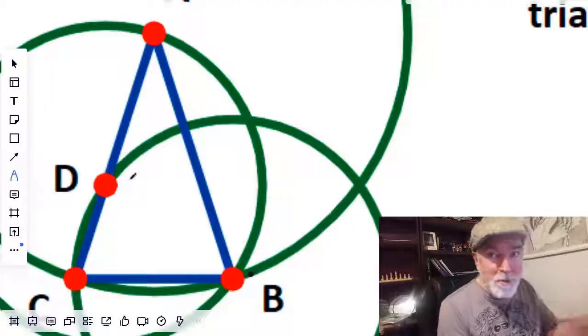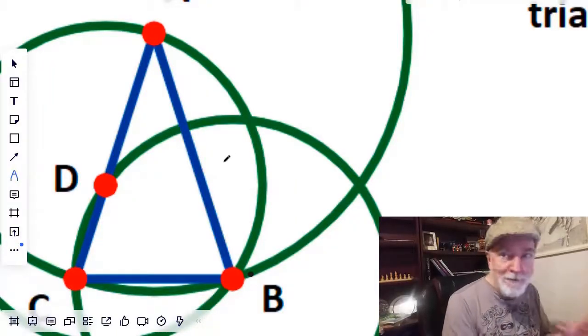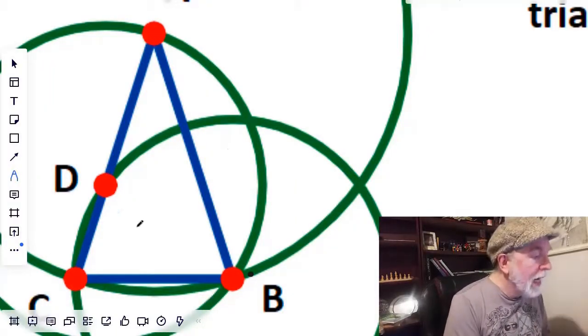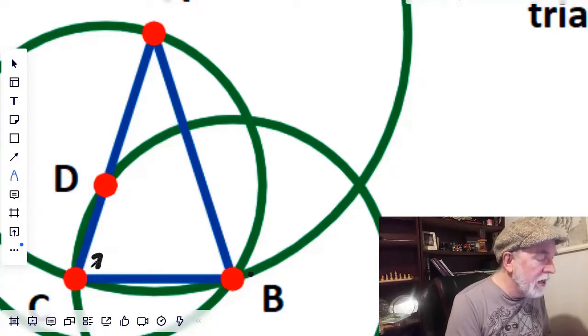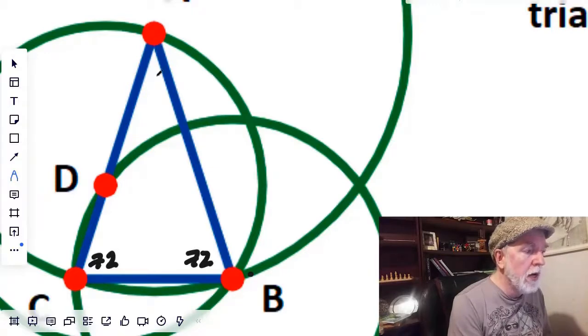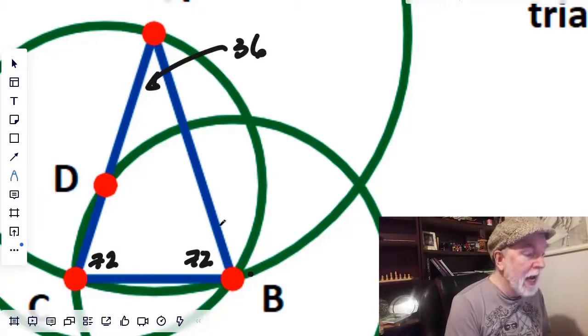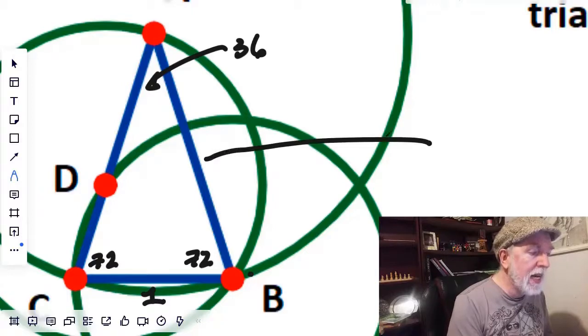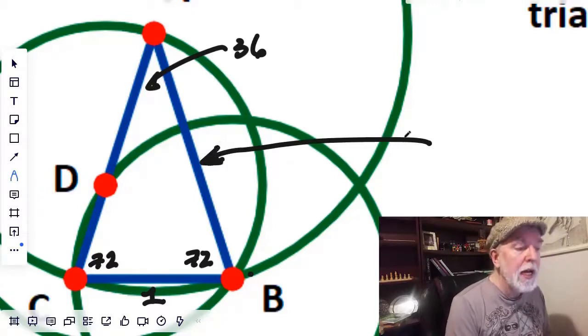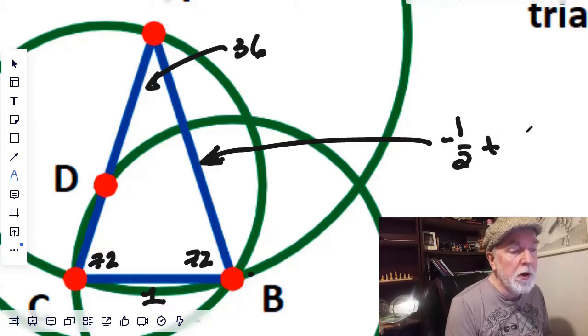So going back to our original thing, we can summarize this angle here is 72. That angle there is 72. Over here we've got 36. And if we take the base as being 1, then this side here is going to be negative 1/2 plus square root of 5 over 2.